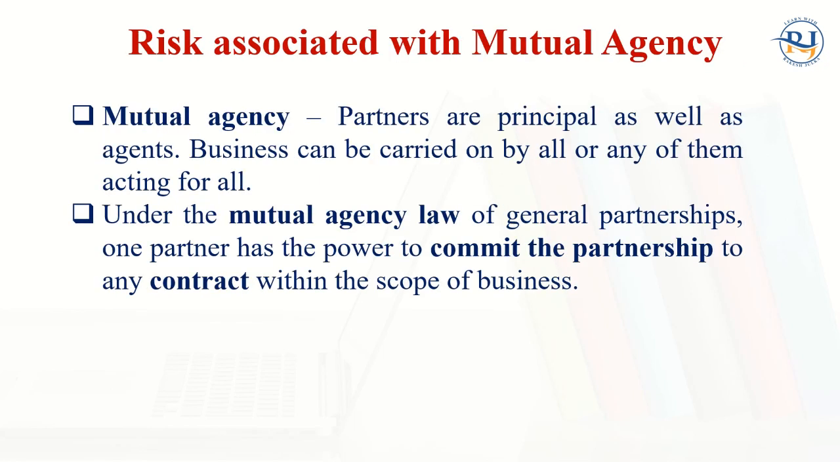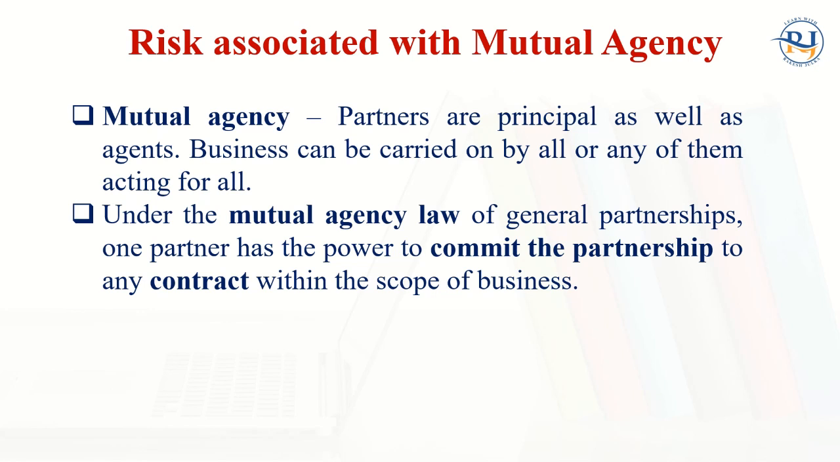What is the meaning of risk associated with mutual agency? Before explaining the risk, what is mutual agency? It means the partners are the principal as well as the agents both. Business can be carried on by all or any of them. So in this case, all the partners are principals, they are the boss, and also all the partners are employees, meaning you can say agents of each other.